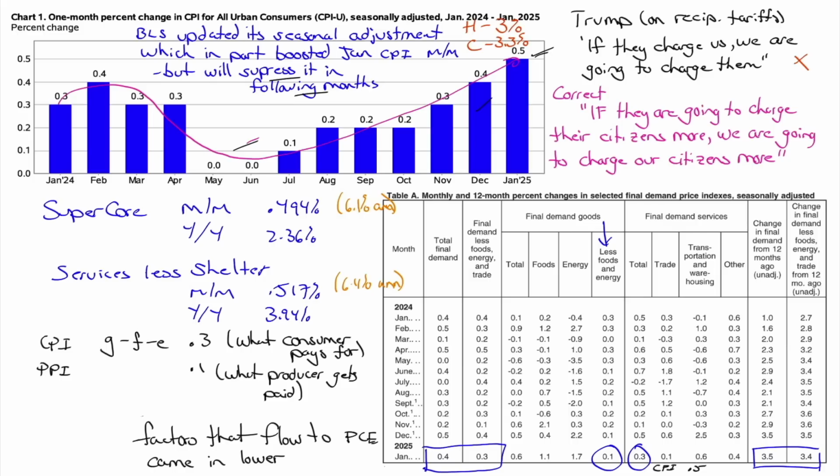If we look at year over year, because that's really the only thing that we can look at right now, headline was 3%, core was 3.3%, so a little bit elevated. Looking at some of the sub-indexes, super core, and this is where the difference between month over month and year over year matter, especially for January. The month over month is meaningless, came in at 0.494 on super core, 6.1% annualized. Year over year, 2.36 on super core. That's the more important number that we're going to look at, 2.36.